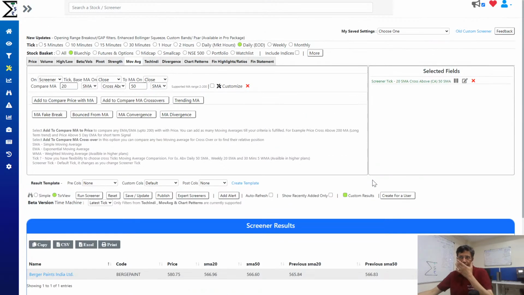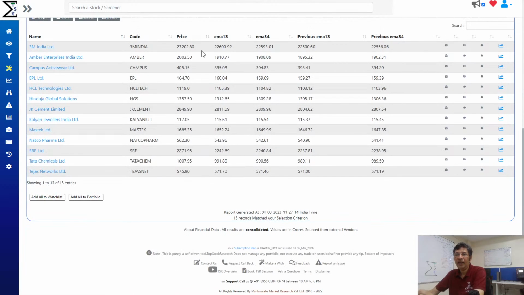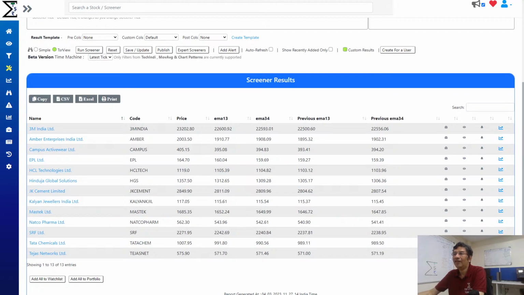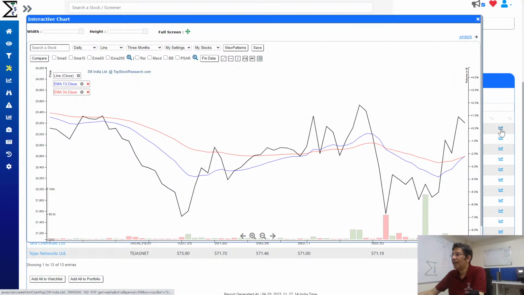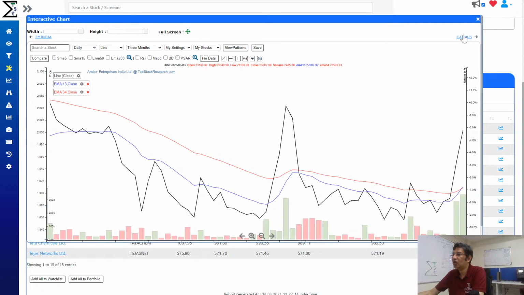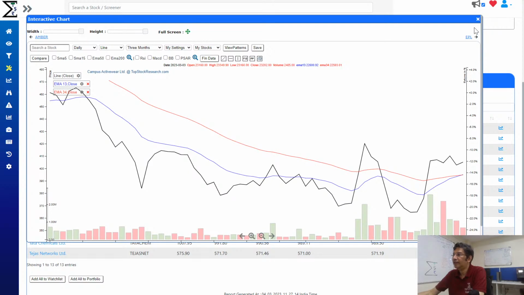The example that we have done here is a very simple one, 20 and 50. What you can do is add 13 and 34, another common moving average pair, but generally this is on EMAs. So let's plot an EMA where the 13 EMA is crossing above the 34 EMA on the NSE 500 basket. When you go here, you see that the 13 moving average is crossing above the 34 moving average. This is much better for short-term or swing trading, 13 and 34. You'll see all the examples where the 13 is crossing above 34.